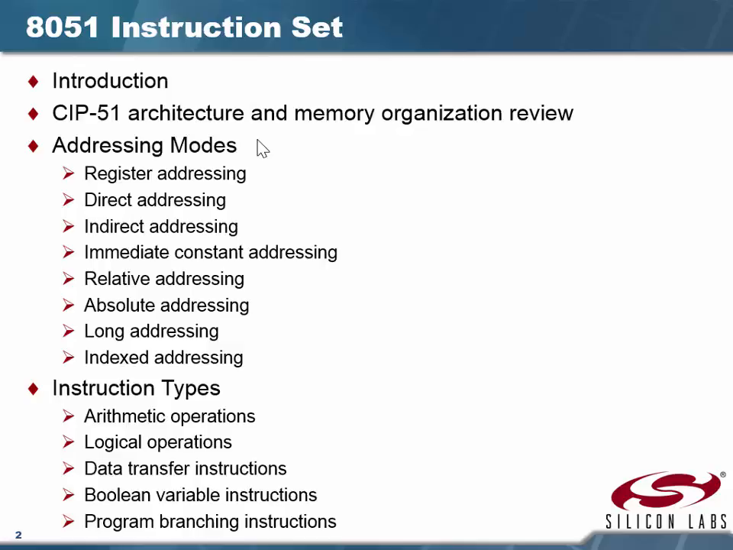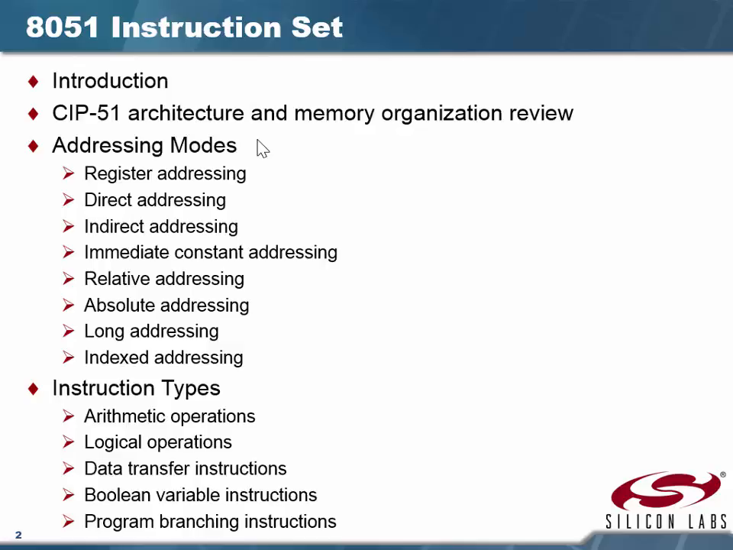We could do indirect addressing where we place the address someplace, and we'll see examples of that. Immediate constant addressing, we did that last week. Remember when we put the little number sign in there, we were actually moving the number 55 into the register. That's immediate addressing. Relative addressing is where we have the address placed someplace and we tell it an offset. We'll be looking at that. Absolute addressing, long addressing, and index addressing.